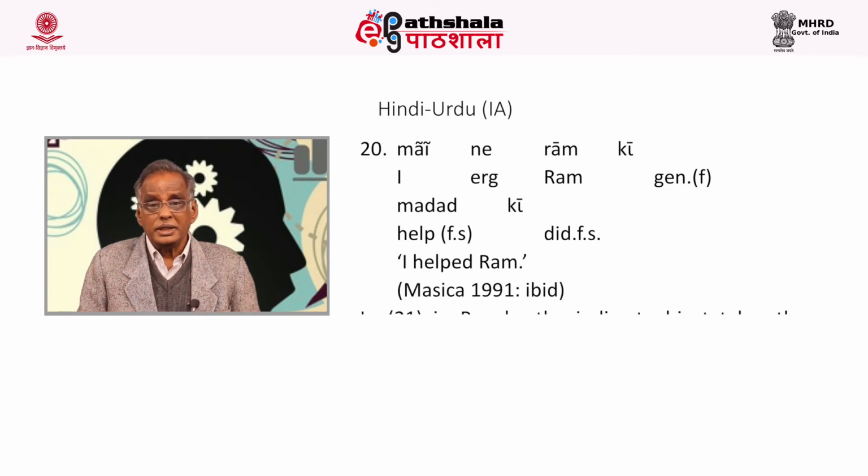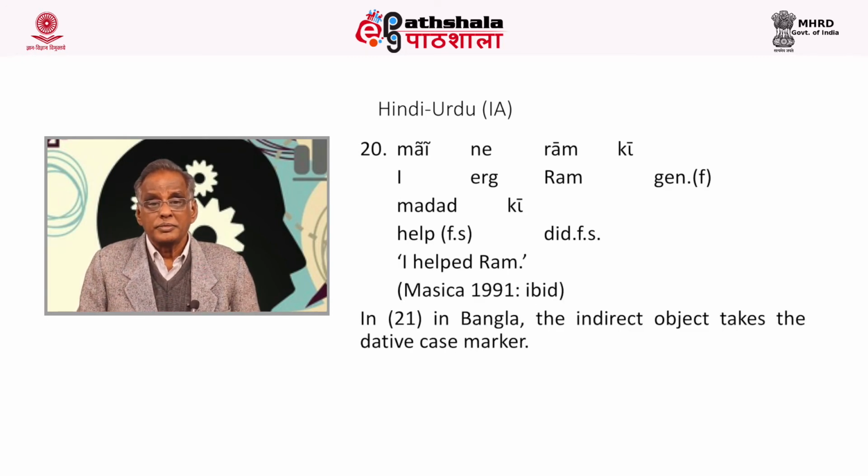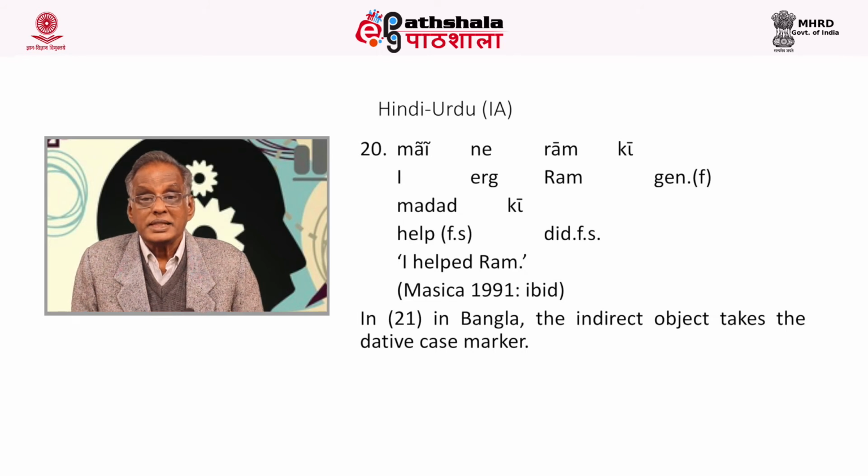I is the subject, with the ergative case mark, because the verb is transitive. Ram ki madad. Ram is the one who is being helped. I helped Ram. Ram is the object. But Ram, instead of taking the accusative case, takes the genitive. Ram ki madad. That is, Ram ki functions as a genitival phrase of madad.